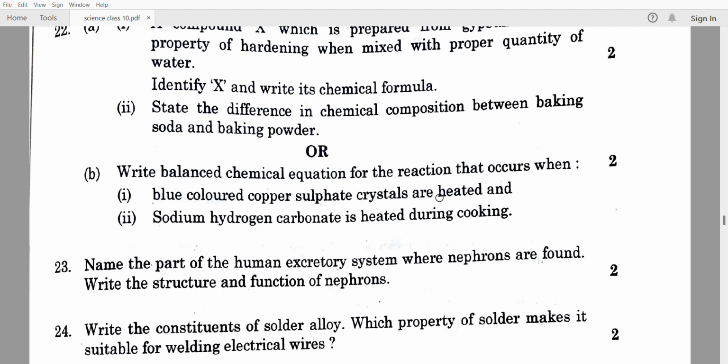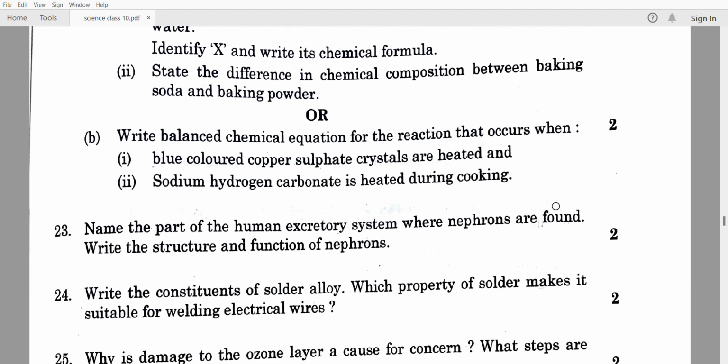There's our question. Write balanced chemical equation for the reaction that occurs when blue colored copper sulfate crystals are heated. So here you have to write the balanced chemical equation. So blue colored copper sulfate is CuSO4.5H2O because copper sulfate pentahydrate. On heating it will give CuSO4 plus 5H2O, which is a white color salt or colorless.